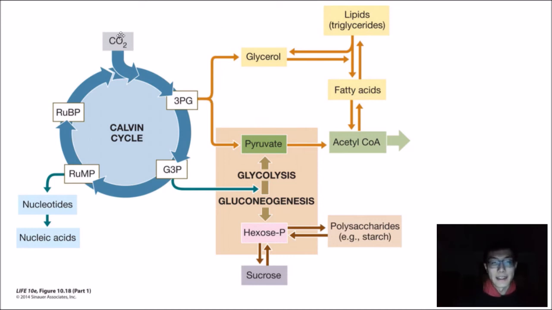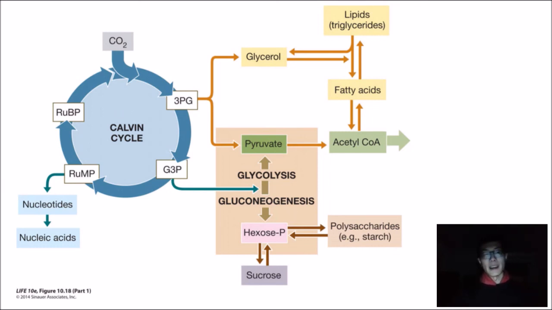Something more useful, which I'll end and summarize this lecture with, is how all these different pathways are connected. You can see how the CO2 in the Calvin cycle turns into 3PG, and then G3P. 3PG can be used to make glycerol and pyruvate, and the glyceraldehyde 3-phosphate product of the Calvin cycle can be put into processes like glycolysis or gluconeogenesis, and so on. This is a good summary of how all these different cycles and processes are connected.